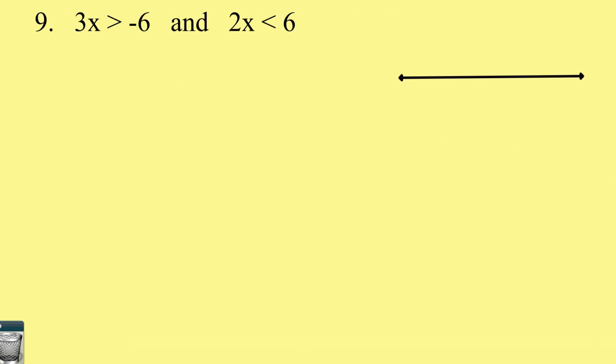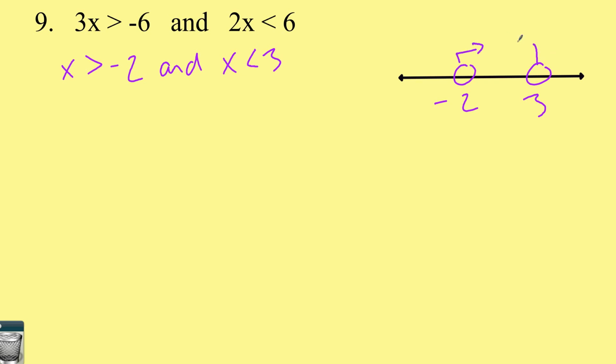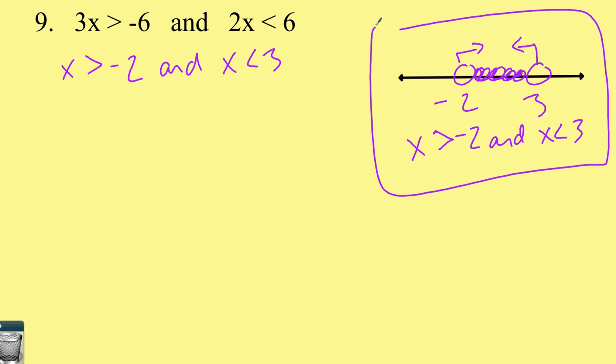Number 9. We get x is greater than negative 2 and x is less than 3. We graph those, negative 2, 3. And graph the overlap. Bigger than negative 2, less than 3. This one's nice and simple, your typical one. We don't have to change anything. Perfect.